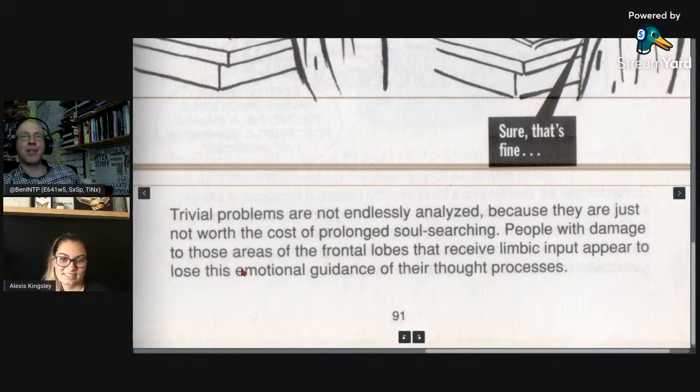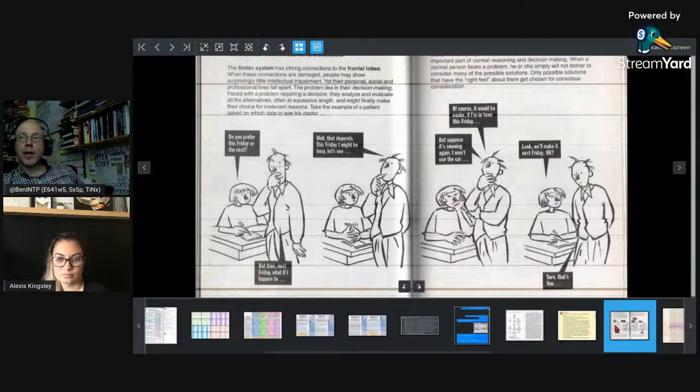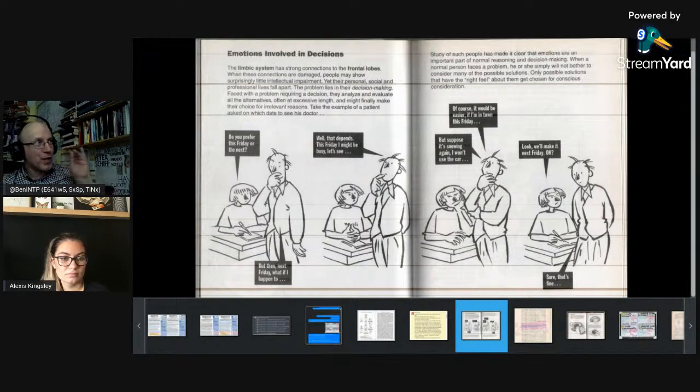People with damage to those areas of the frontal lobes that receive limbic input appear to lose this emotional guidance of their thought processes. And then he went on and did a proper cog sci book. So if you really want to get into functions, now I've got the books, but I've not read them properly. Cognitive psychology is the way to go because it's like the functions in reality with experiment. And that will explain the difference between perception and sensing.